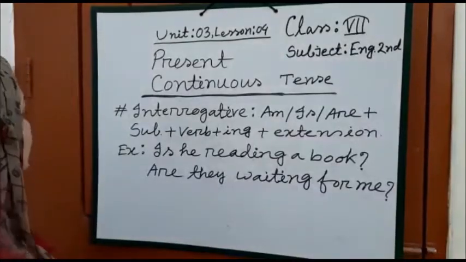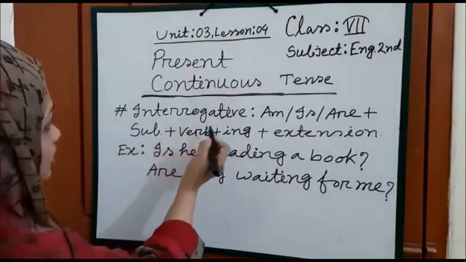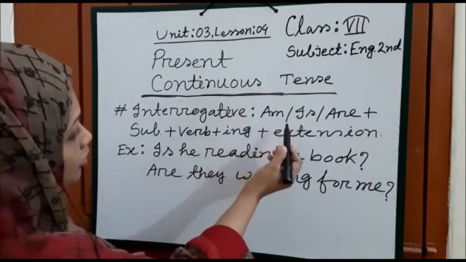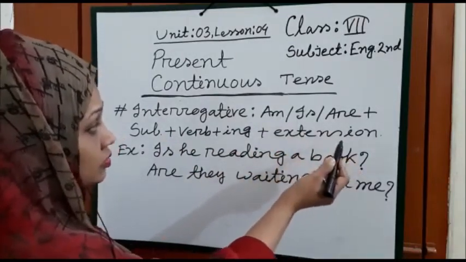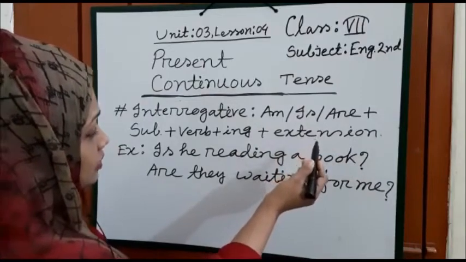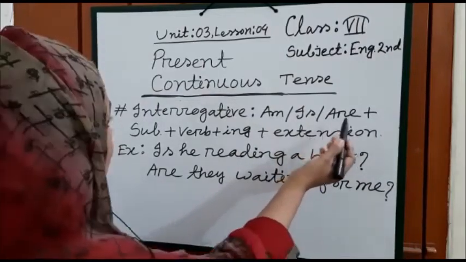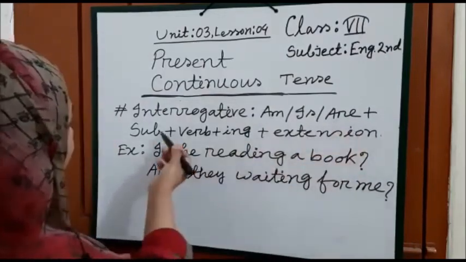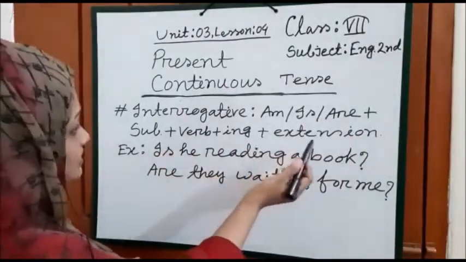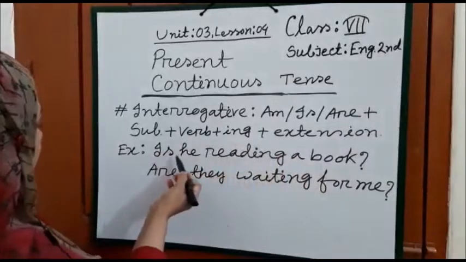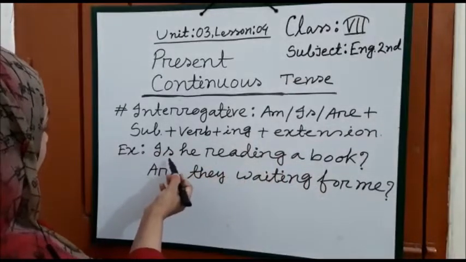Okay, my dear students, now we will see the interrogative form. In interrogative form, the auxiliary verb am, is, are will be written in the first place, and then I will add subject plus verb plus ing plus extension. So we'll follow the example.